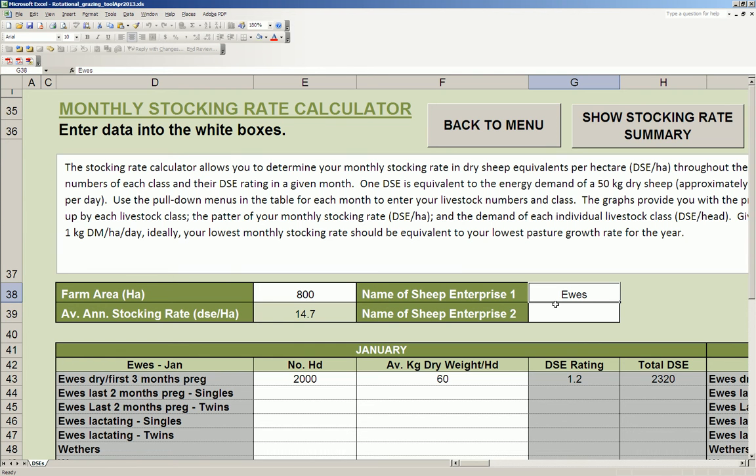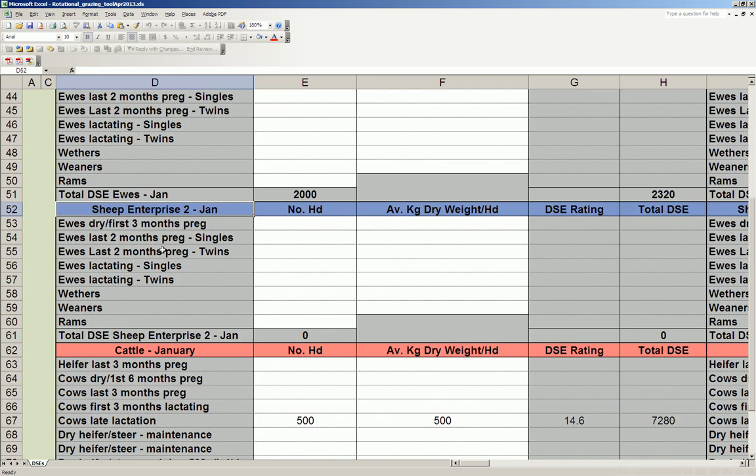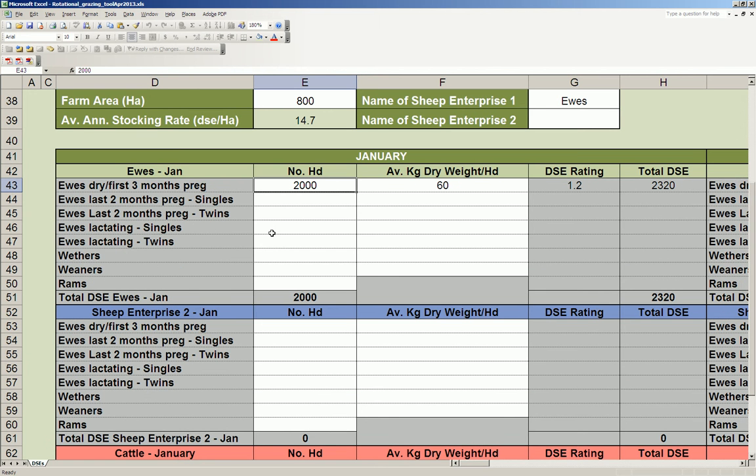Okay, now down in the data entry area we've got our ewes in the green, my second sheep enterprise if I had one in blue, and my cattle enterprise down here in the red. Okay, so the first thing I have to do is enter in the number of ewes. So these ewes are going to be dry during January because I lamb in August, so the start of August, and then I wean those lambs off at the end of November, and they're all sold and gone by the end of December. So I'm selling stores in this system.